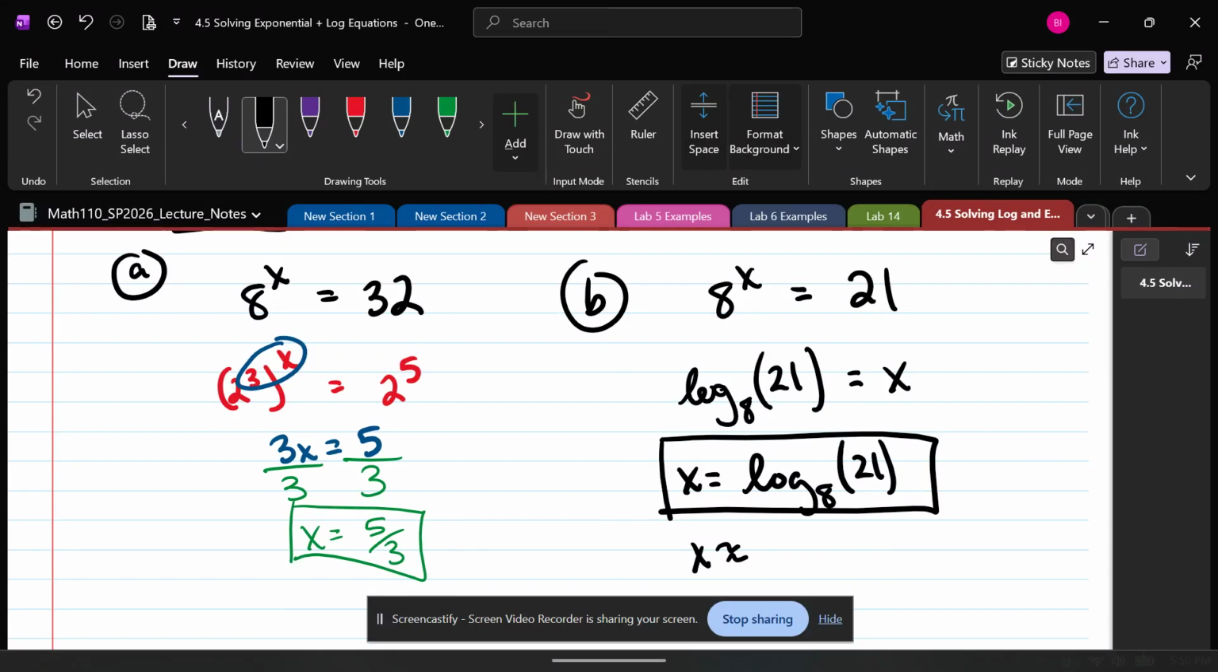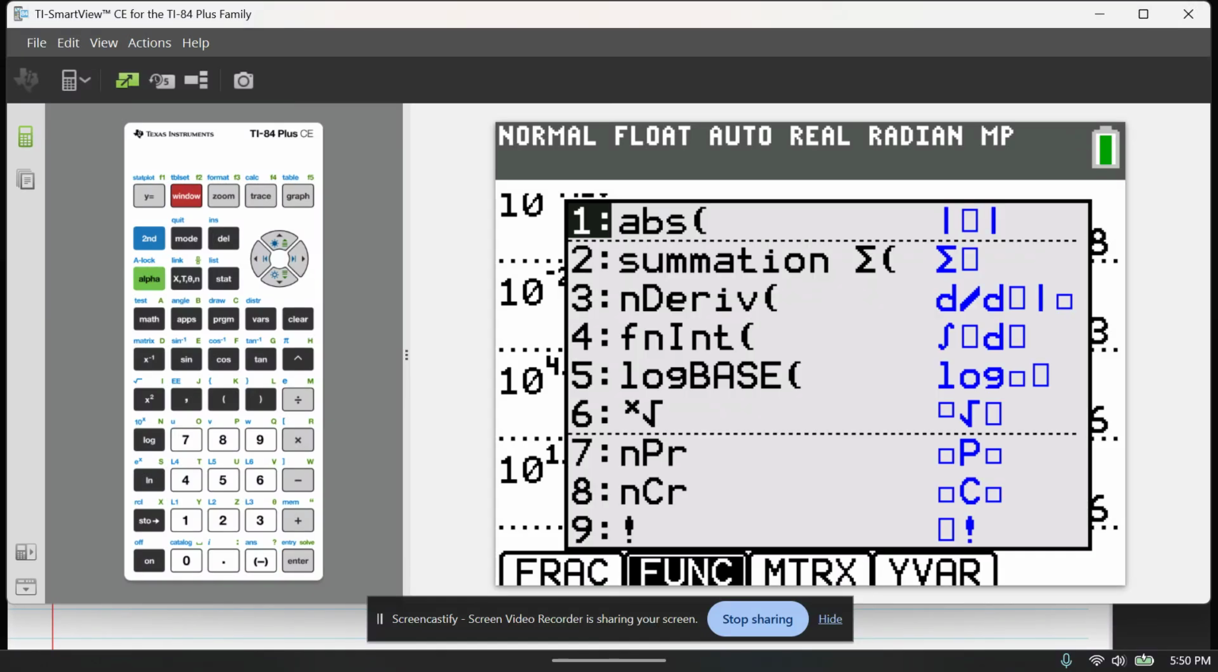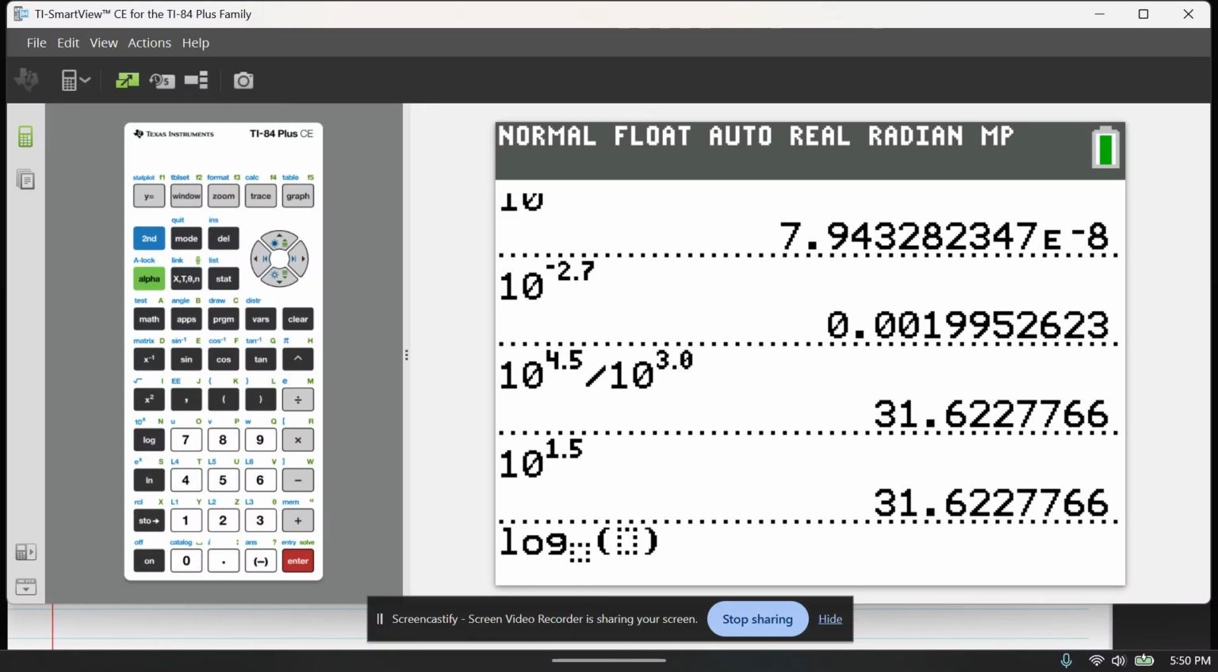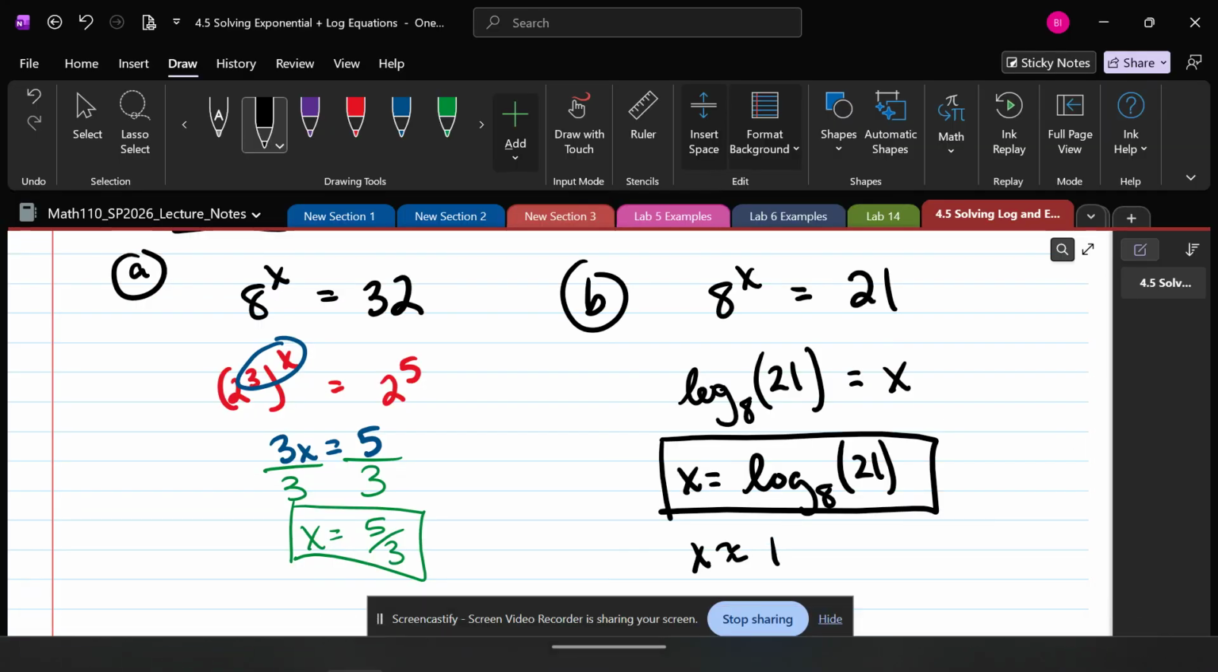So I've got the exact answer, and then I've got the decimal approximation for that. I'm going to put that into my calculator. To get the log base, we're going to hit alpha window. Option 5 is log base. Hit enter. It's going to give you boxes to fill in. All I've got to do is fill in the boxes. 8 of 21. Then typically in this section, it rounds to 4 decimal places for whatever reason. They just decide 4 is the right number. So we're going to go 4 decimal places there. So that's going to be 1.4641 as the decimal approximation for that.